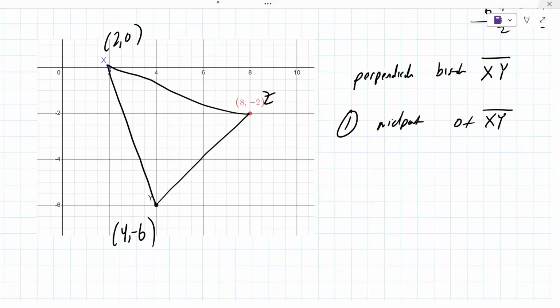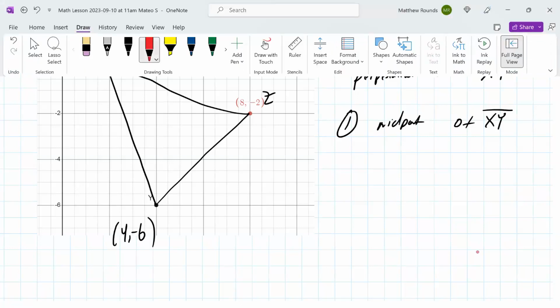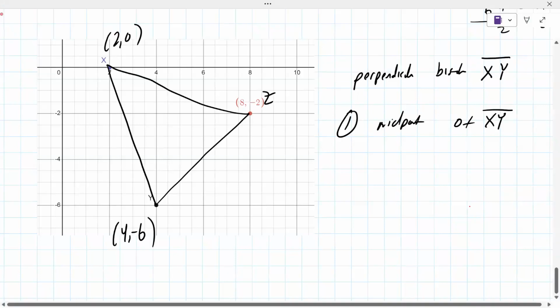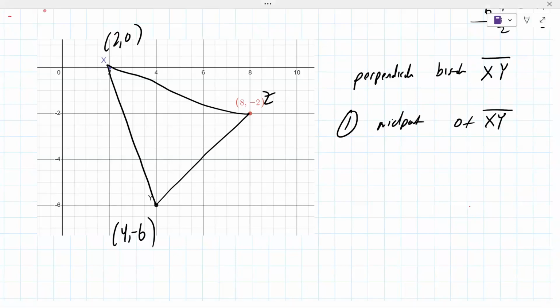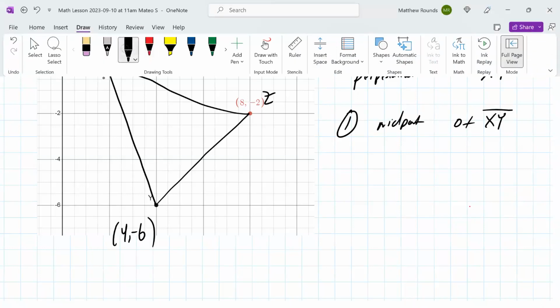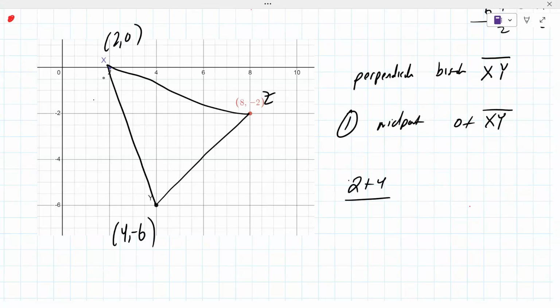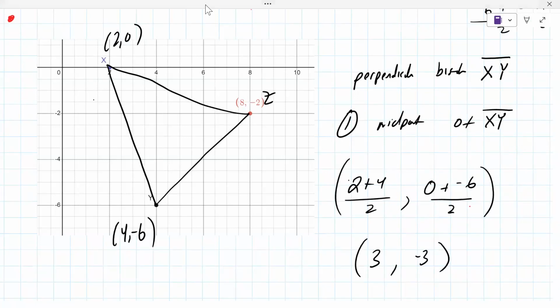Okay. So you said -3, 3 or 3, -3, which one? -3. So -3 is over here. Like -3, 3 is up here somewhere. So let's just check your signs here. It's 2 + 4 over 2, comma 0 + -6 over 2. 3, comma -3.